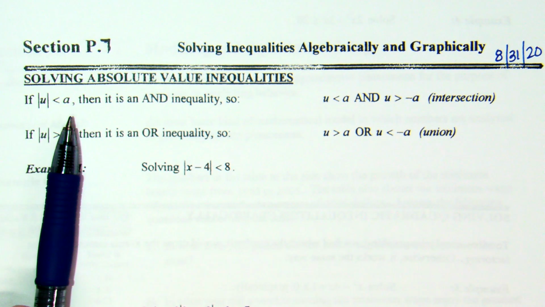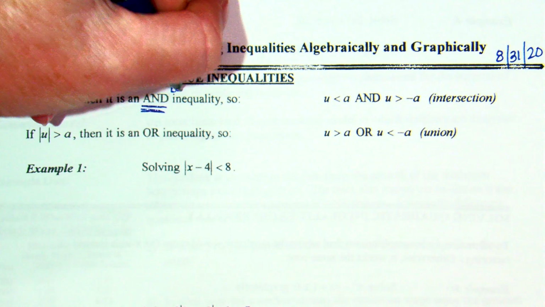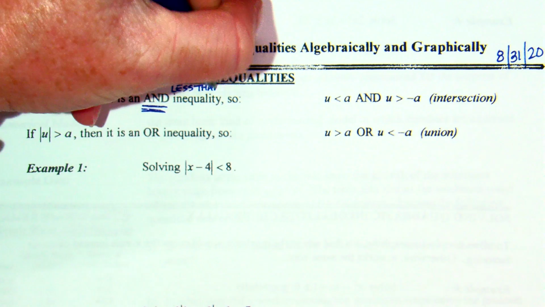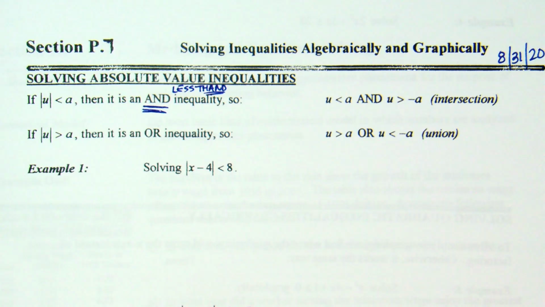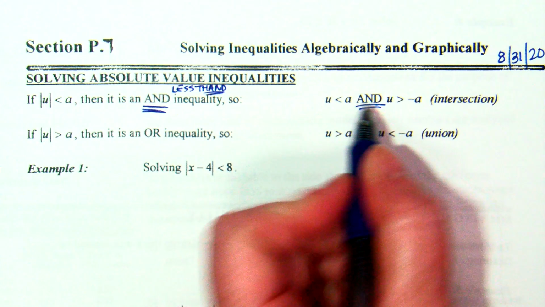If we have the absolute value of some quantity is less than a number, okay, then first of all we need to remember that it is an and inequality. So it's going to be an intersection. It's and because, if you go back to the Algebra 2 notes, it says less than. And I always just kind of put the pronunciation on it to make you think less than. So anytime it's a less than sign, we're going to use an and.